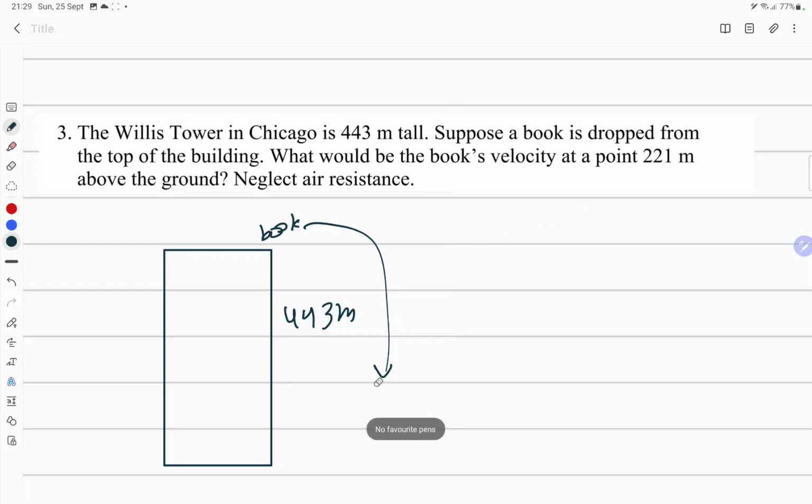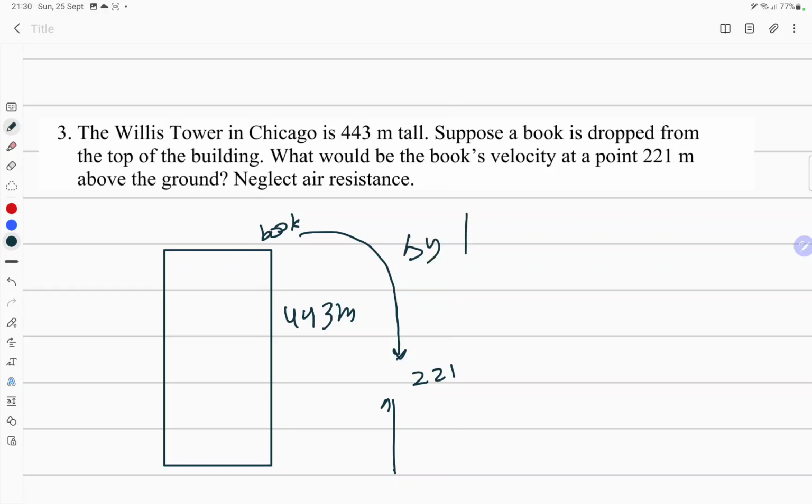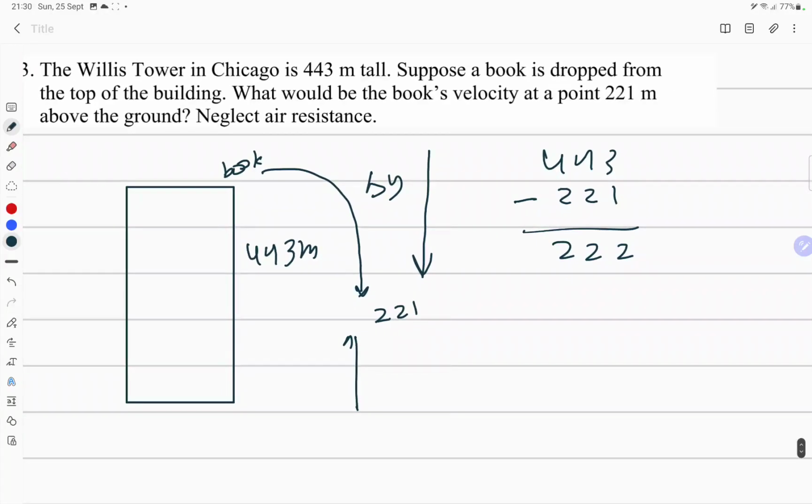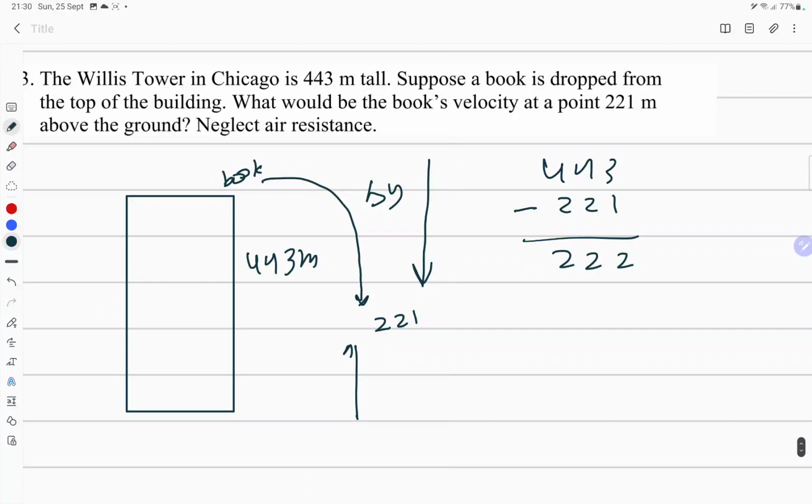Check this, guys, with me. If we want to calculate the book's velocity at the point 221 meters above the ground, check this. When it's dropped, at the point 221 above the ground, how much delta y has the book already passed? So 443 minus 221, that's going to be 222. So at this height, I'm going to check. So what would be the book's final velocity?